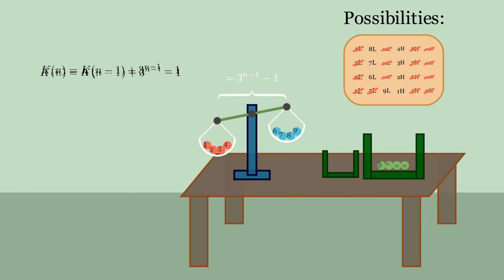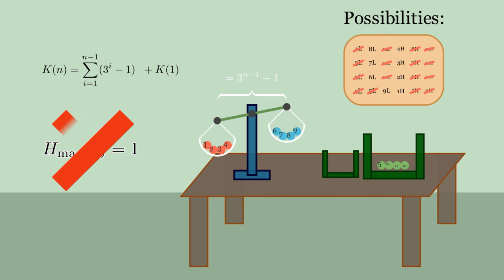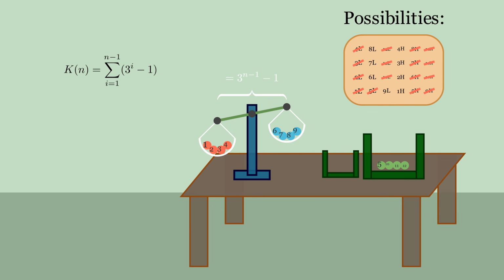Again, we can just unravel the recurrence relation until we're left with this sum plus our base case k of 1. And for n equals 1, the information theory upper bound is just one coin. But even that's impossible because we have nothing to weigh our single coin against. This must mean that k of 1 equals 0. That leaves us with this sum, which could be simplified to a closed form expression.